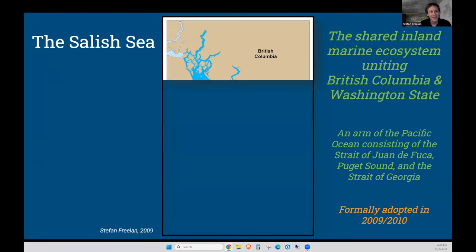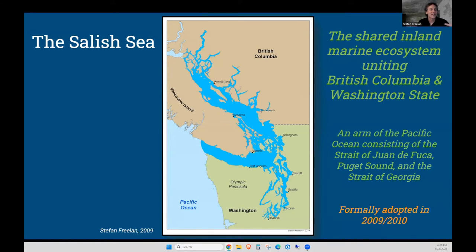So the narrow or simple definition is that the inland marine waters of British Columbia and Washington State are shared transborder. And as an entity, the name the Salish Sea was formally adopted by various governments in 2009, 2010. So we're now on the other side of what was a conscious, successful naming campaign that I was thrilled to be a part of.